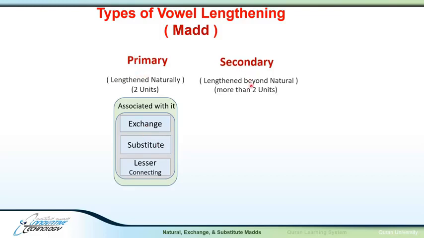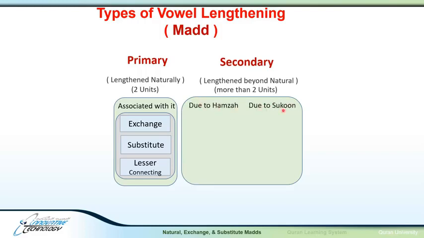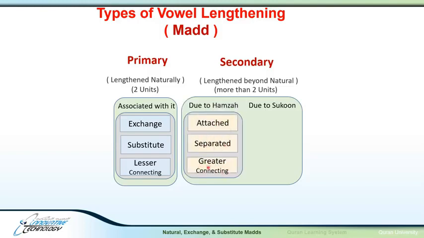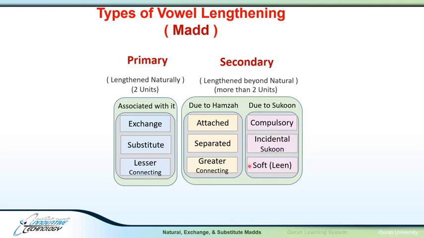There are the exchange, substitute, and lesser connecting meds, 3 types of med in addition to the primary, while the secondary med is further classified under 2 categories based on what causes the lengthening beyond natural, where it can be caused either by a hamza or by a sukoon. Those that are due to hamzas are 3: the attached, separated, and greater connecting med. Those that are due to sukoon are the compulsory med, the incidental sukoon med, and the soft Leen med.